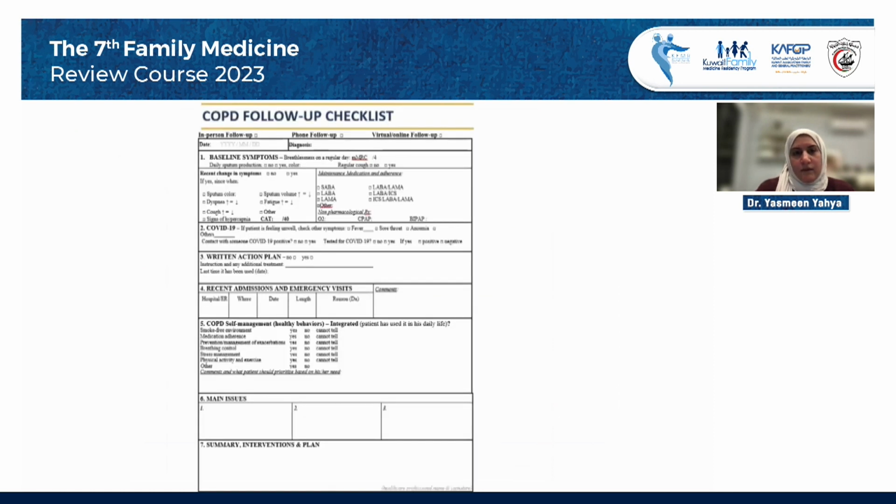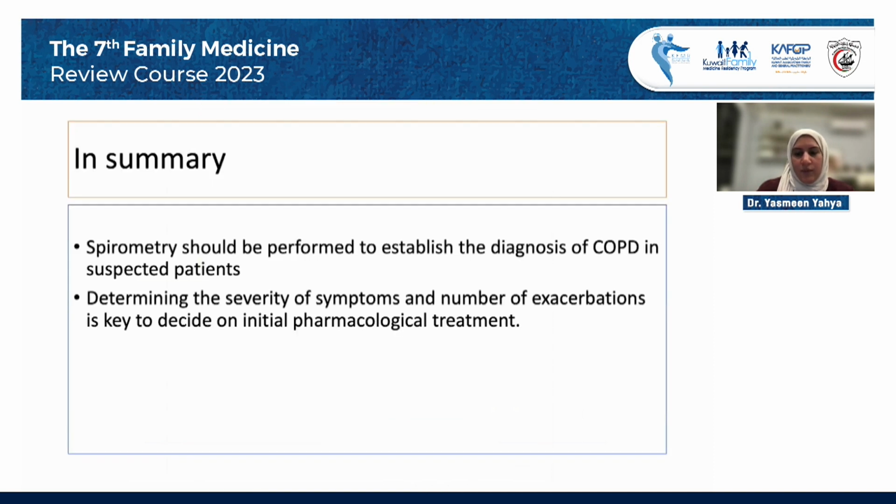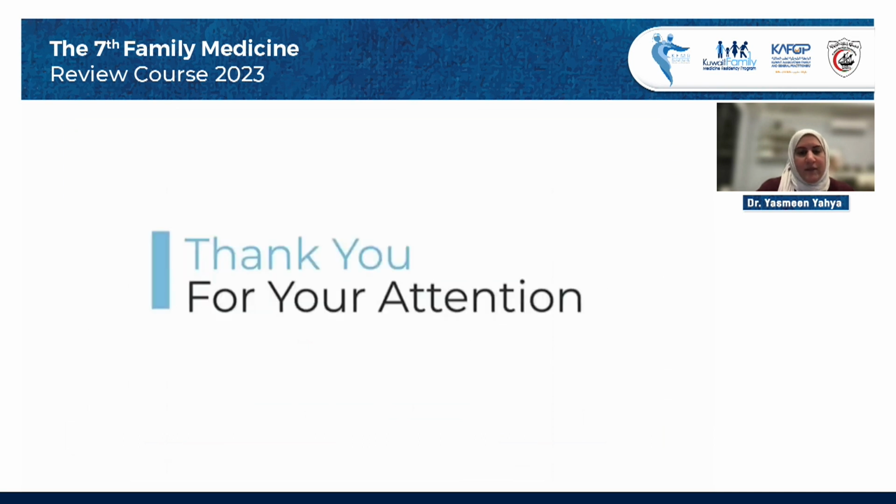This is the proposed follow-up checklist for patients with COPD. To summarize, spirometry should be performed to establish the diagnosis of COPD in suspected patients, and you need to determine the severity of symptoms and number of exacerbations. These are the two most important factors to decide on the initial pharmacological treatment. Thank you for your attention, and sorry for taking more time than intended.